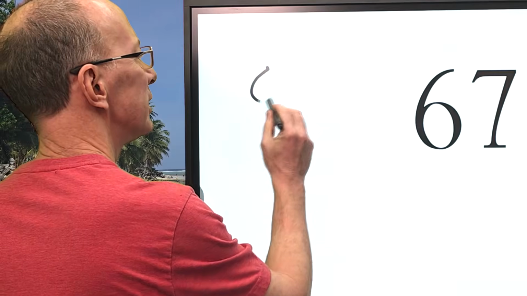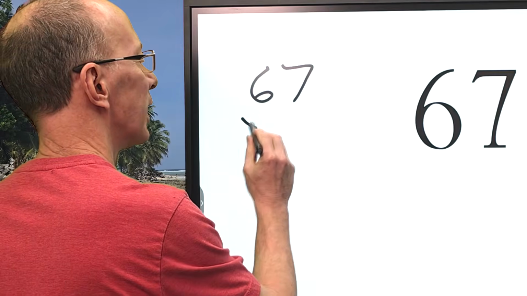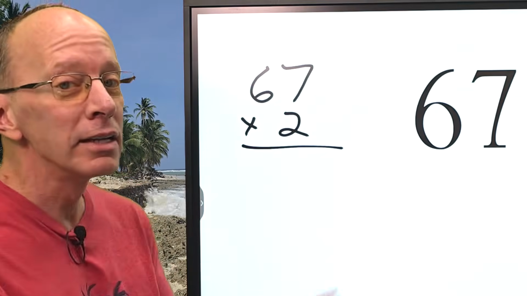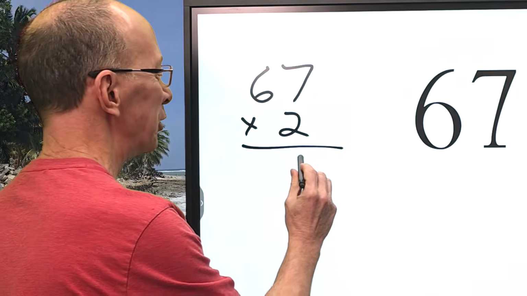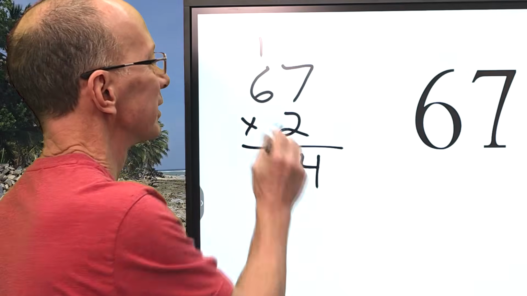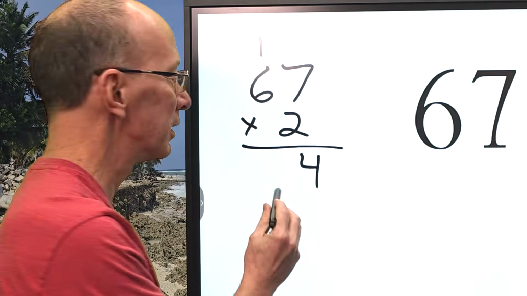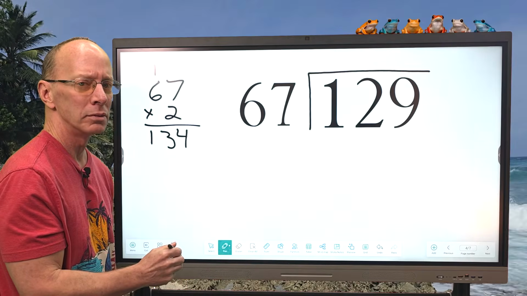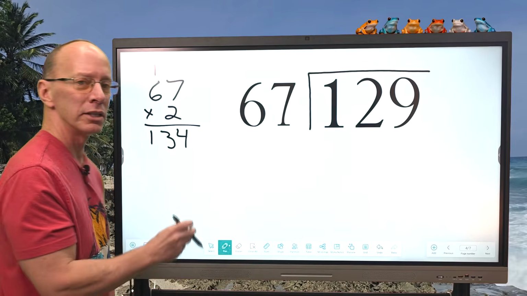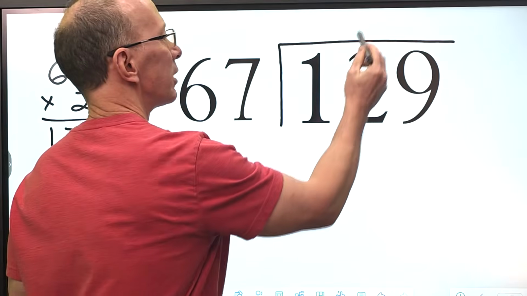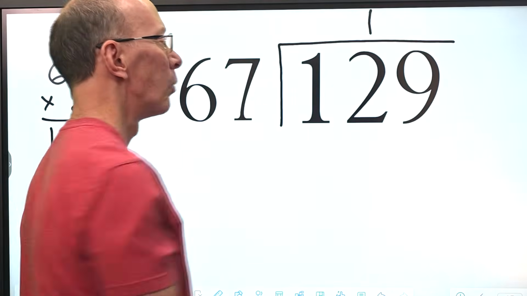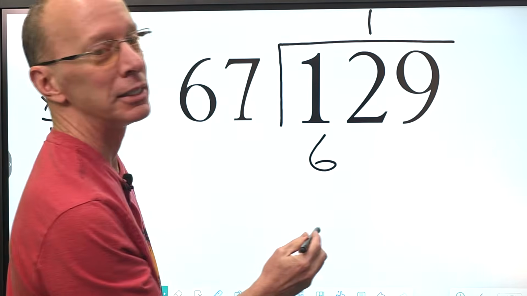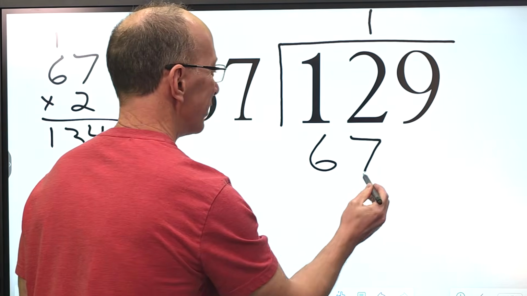Let's try 67 times 2. Okay. 6, 7. 7 times 2, 14. Carry the 1. 6 times 2, 12. Plus the 1, 13. Oof. Too much. You can only use it once. So we have to take 1 right over here. I'm sorry, teachers and parents. I'm so sorry. We're just going to have fun with it.